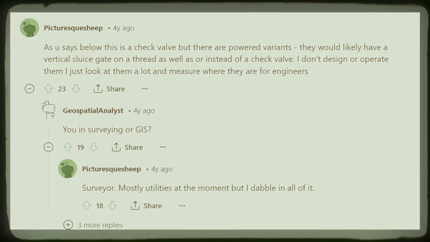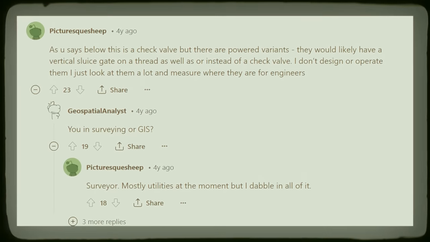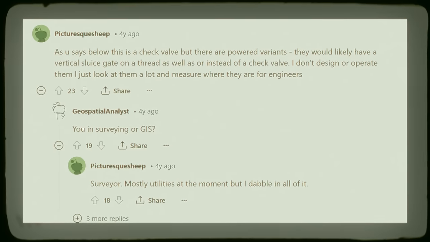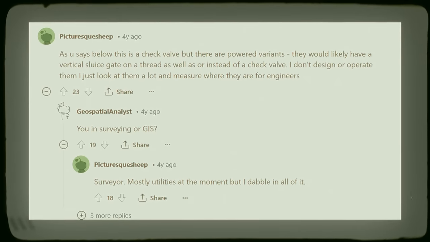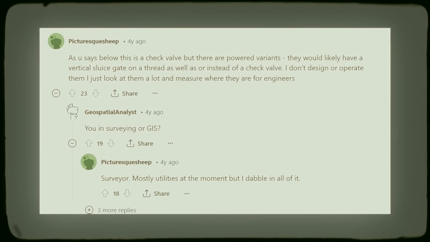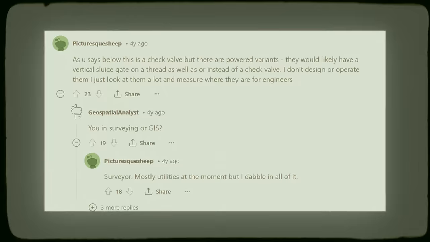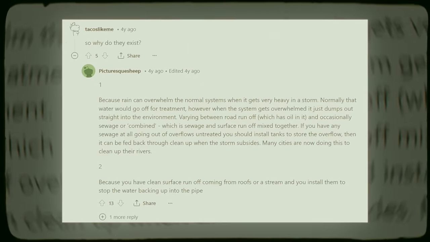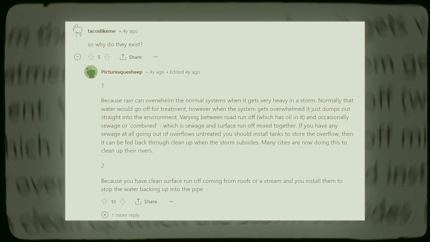Picturesque Sheep detailed that there are other drains that are powered and would most likely have a vertical gate on a thread instead of a check valve. This commenter made it clear that he does not operate them or design them, but that he measures where they are for engineers. Tacos Like Me asked why these doors exist or what the purpose is to have them, and again, Picturesque Sheep had the answer.